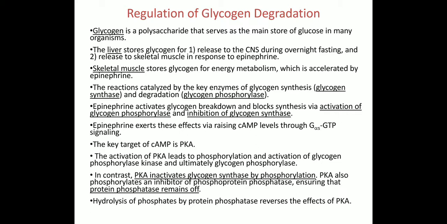The degradation of glycogen involves the stepwise removal of glucose residues from the end by a phosphorolysis reaction catalyzed by glycogen phosphorylase, yielding glucose 1 phosphate. Glucose 1 phosphate produced from glycogen is converted to glucose 6 phosphate.